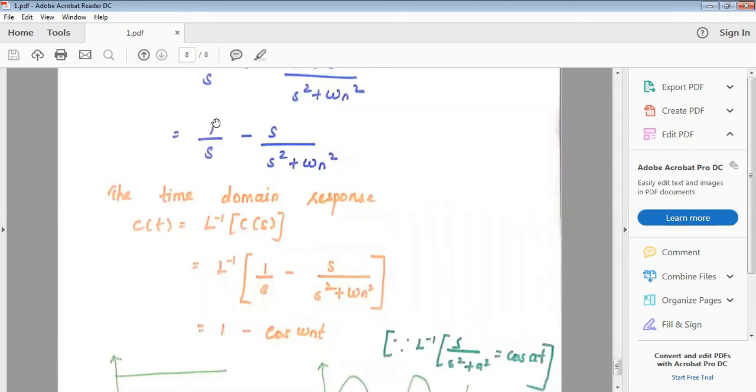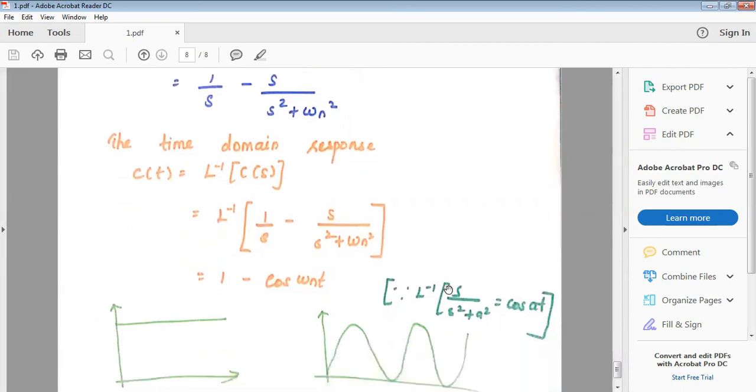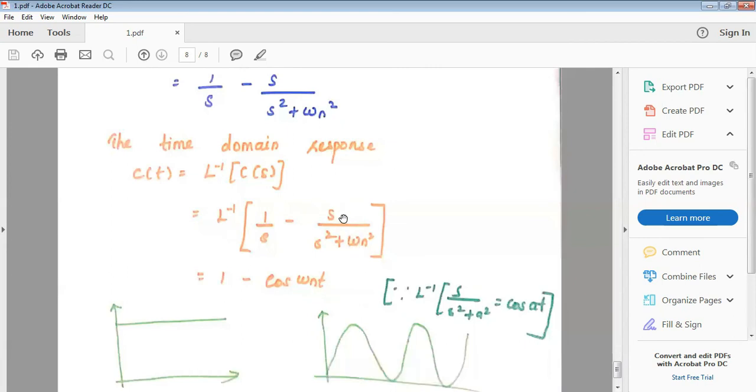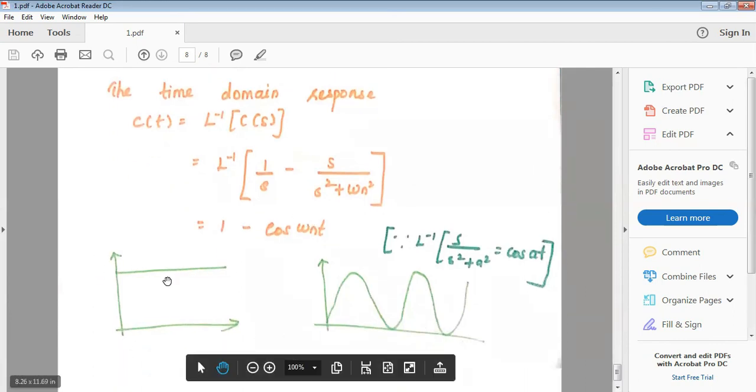So what is the inverse Laplace transform of 1 by s? It is 1. Again, s divided by s square plus omega n square is equal to cos omega n t, because we know the standard formula: s divided by s square plus a square is equal to cos at. Here the value of a is nothing but omega n. So using this relation, s divided by s square plus omega n square is equal to cos omega n t. This is the response for the step input.